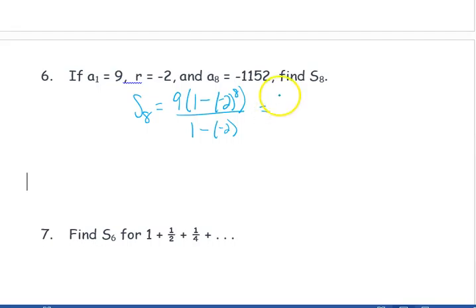Now, in this case, again, make sure you're careful on the inside. Negative 2 to the 8th is going to be a positive number, and so 1 minus that is going to give us a negative. Make sure you're typing in correctly. You should get negative 255 if you type in correctly. On the bottom, 1 minus negative 2 is a positive 3, and then this is going to reduce and give us negative 765.